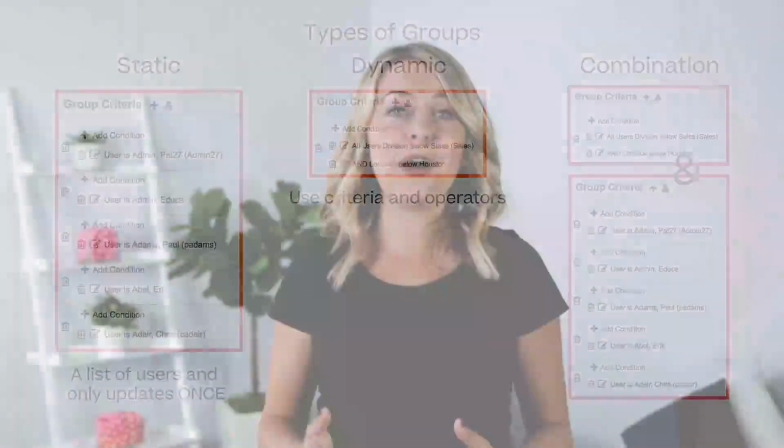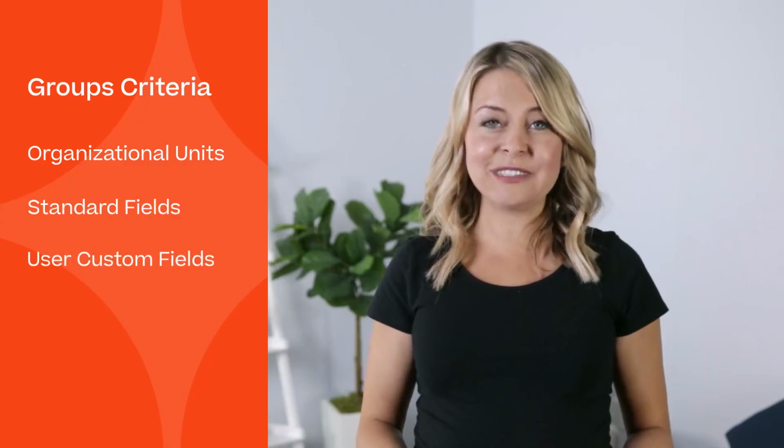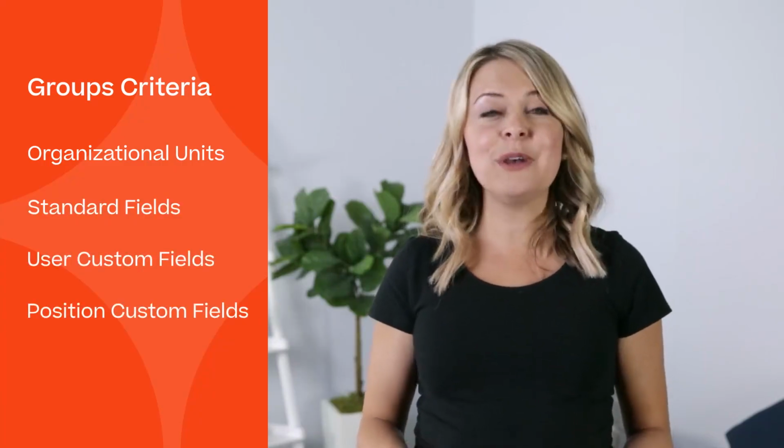Your dynamic and combination groups update once a day, typically after your HRIS inbound data feed has processed. You can use organizational units, standard fields, user custom fields, and position custom fields when defining your criteria. Then use operators to filter your data.